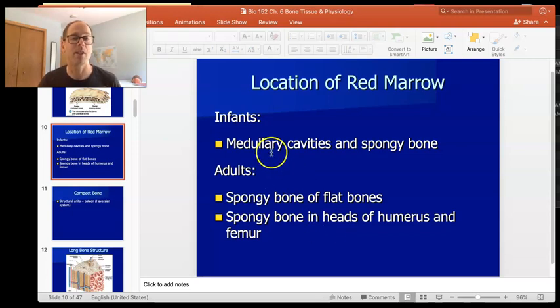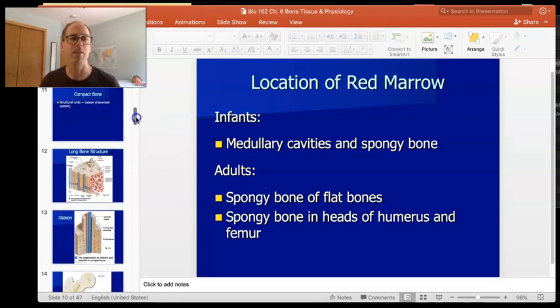Now in infants, all of the spaces, the medullary cavities, all of the spaces have red marrow. Because the red marrow is churning out lots of blood, infants are growing really fast, they need that blood to grow. So red marrow is all the marrow that infants have.